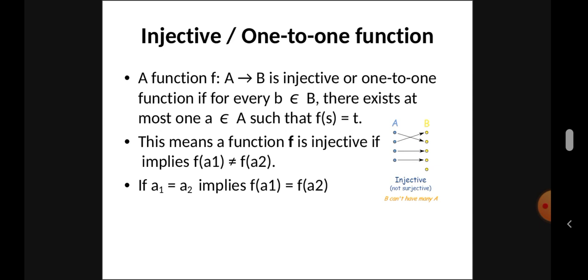First one is injective or 1-to-1 function. A function f from A to B is injective or 1-to-1 if for every b, an element of B, there exists at most one a, an element of A, such that f of a is equal to b. This means a function f is injective if f of a1 equal to f of a2 implies a1 is equal to a2.